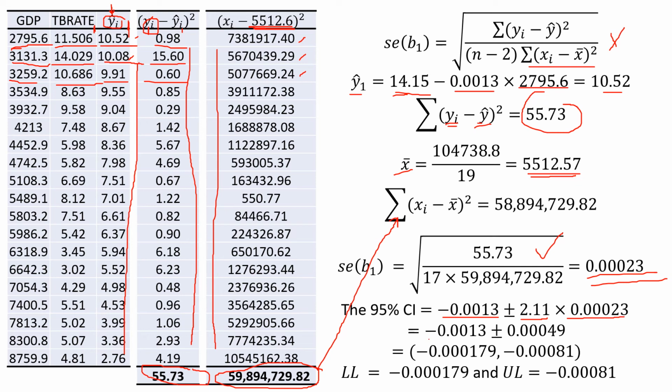So now if you multiply this, then separate them. You get negative 0.0013 minus 0.0049, and you will get this result. And negative 0.0013 plus 0.0049, you get this result. So your lower limit is this one, and your upper limit is this. Graphically, this is what we have.